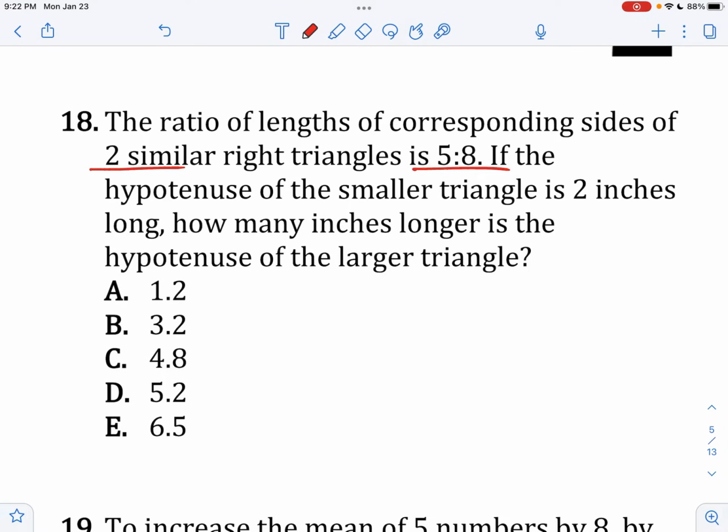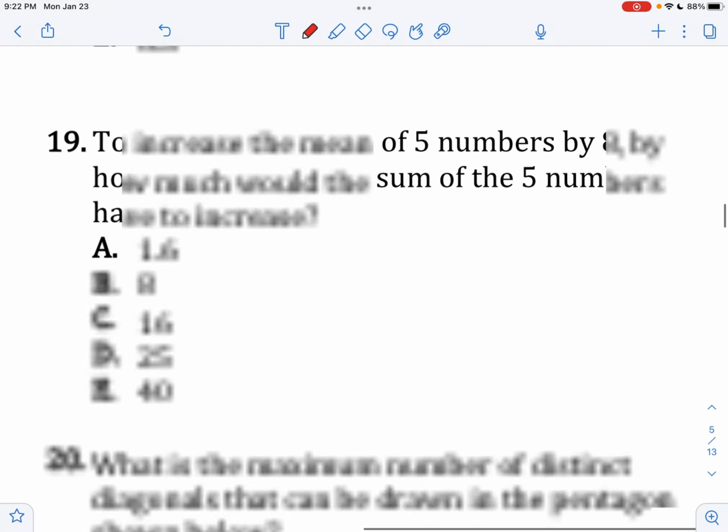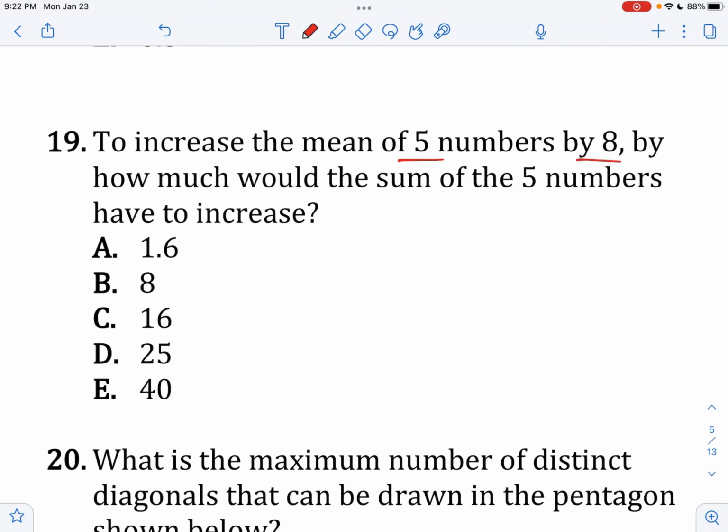The ratio of lengths of corresponding sides of two similar right triangles is this. If the hypotenuse of the smaller triangle is this, how many inches longer is the hypotenuse of the larger triangle? So it looks like if the ratio is 5 to 8, right, I can take this smaller dimension, multiply by 8 over 5, and I get the new dimension, which is 3.2. Now, it's not asking for what the new dimension is, but it's asking for the difference, which is just going to be 1.2.